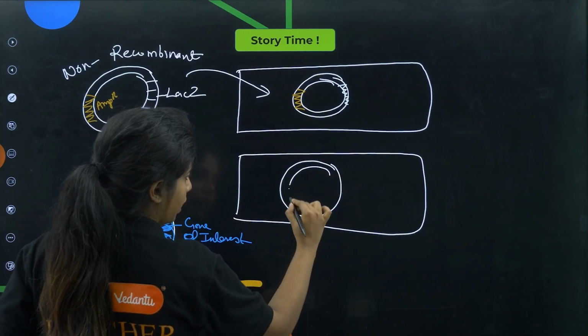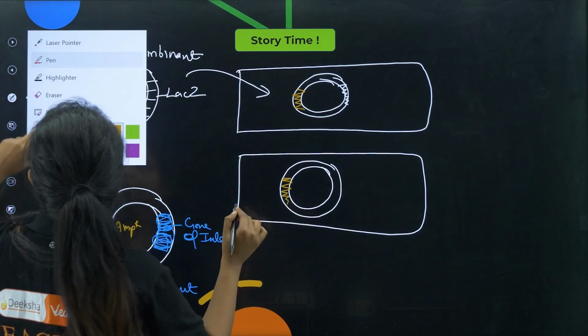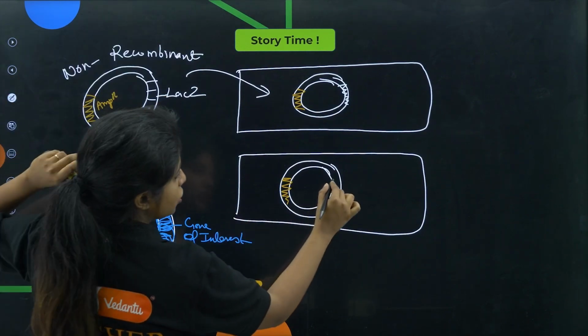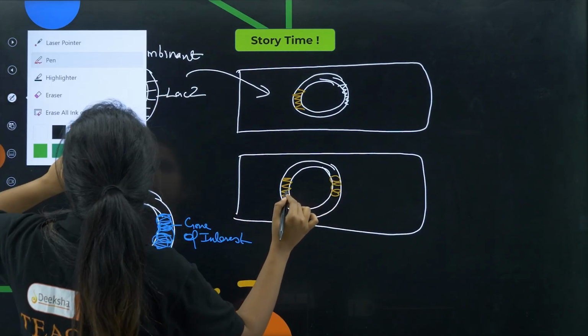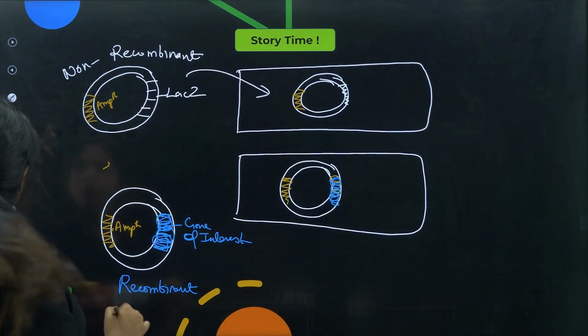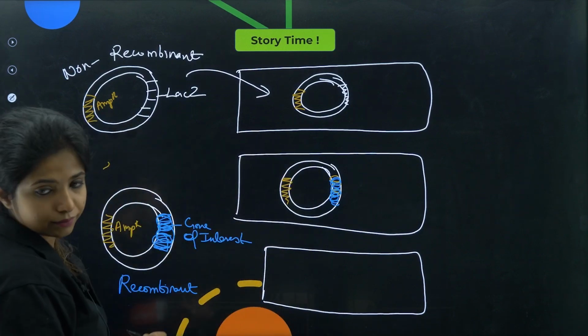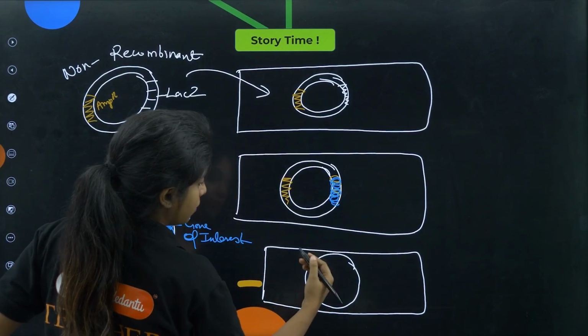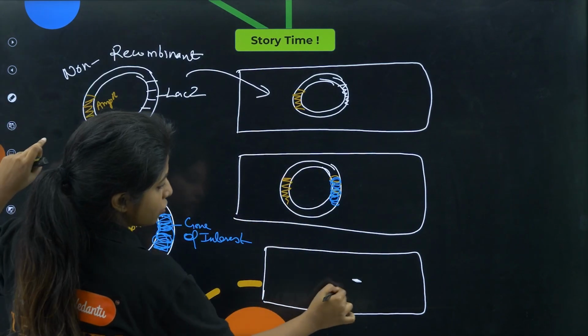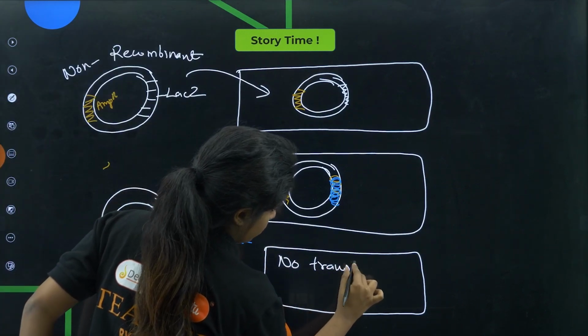Second thing is like this, where I have the recombinant, that is, the ampicillin resistant gene is there, and instead of the LAG-Z gene, I have my gene of interest. Okay, now the third scenario, where the transformation itself has not taken place. No transformation.